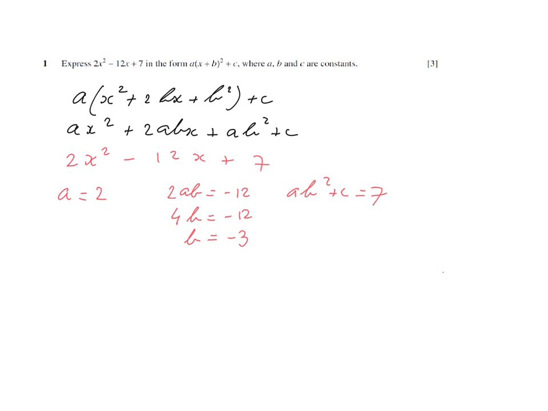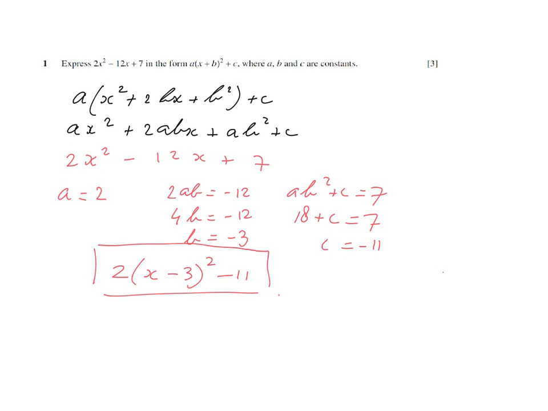You know the values of a and b, so we substitute that. Minus 3 squared is 9 times 2, so it says 18 plus c equals 7, so c will be minus 11. So your final answer then will be 2 bracket x minus 3 squared minus 11. There you go. Now you could also have done it by completing the square. Let me do that very quickly.